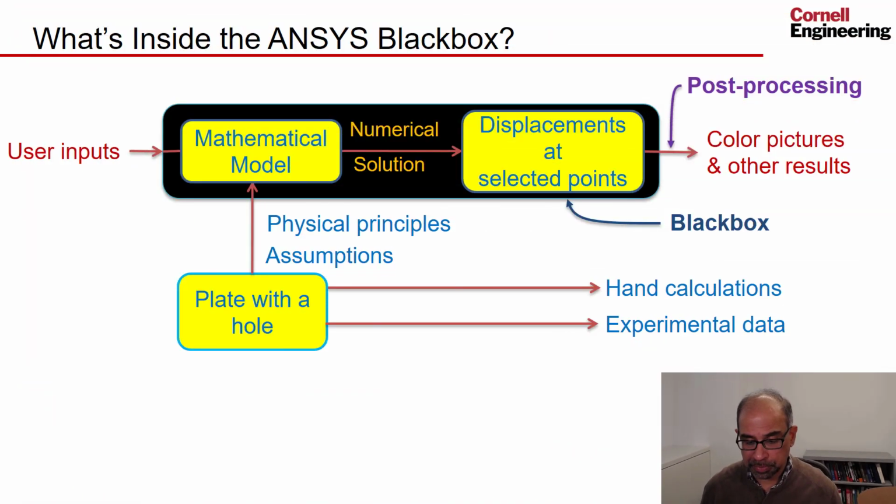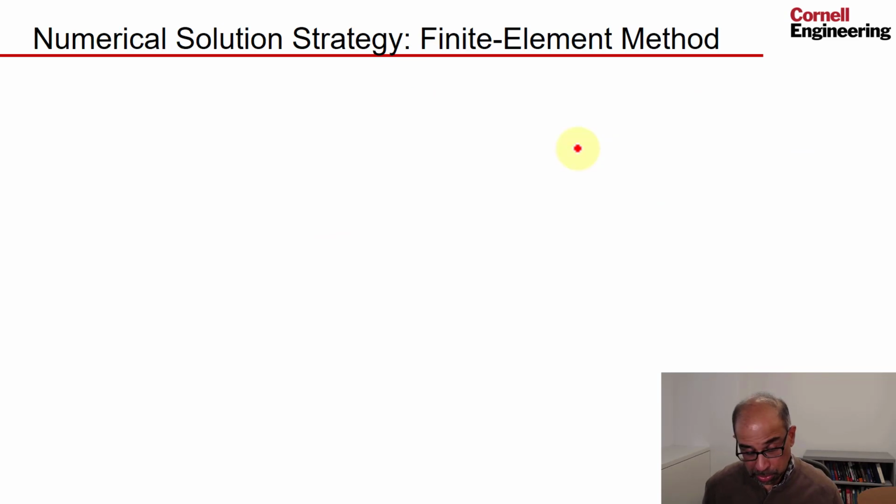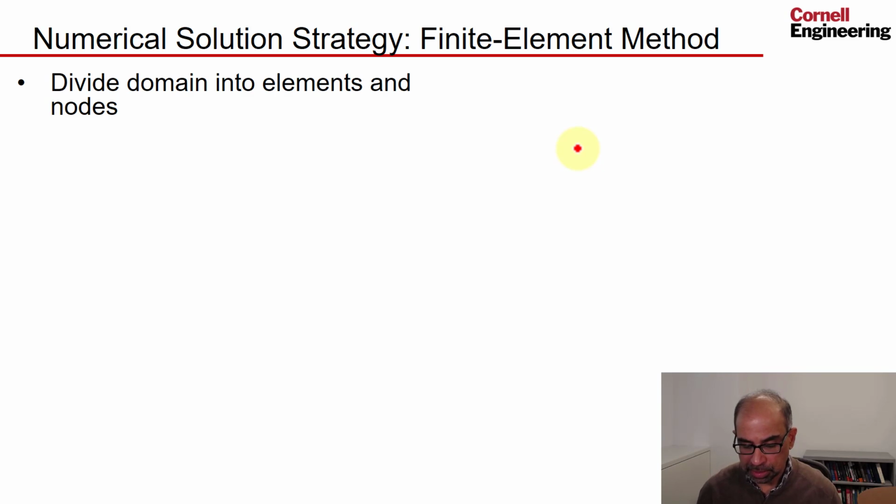Now that we know what our mathematical model is, a boundary value problem, let's consider how that mathematical model is solved approximately using the finite element method, and what errors are introduced in the process. If I go back to my framework of what's inside the black box, I'm moving from talking about the mathematical model to talking about the numerical solution strategy used to solve it to get displacements at selected points. So the numerical solution strategy uses the finite element method.